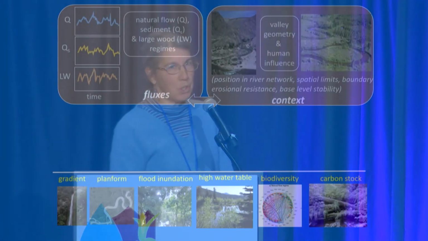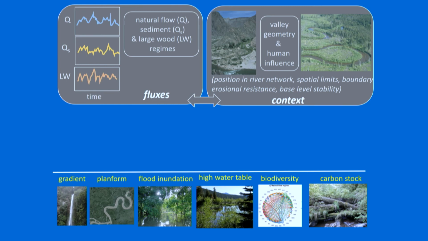I had a little problem with the animation of this slide, but if you focus on the upper left box first, when I think about what drives rivers as ecosystems, not just as conveyance mechanisms for water going downstream, I think about three primary fluxes. The first one, the Q, is water. The second one is sediment, that Q sub S, and then large wood.